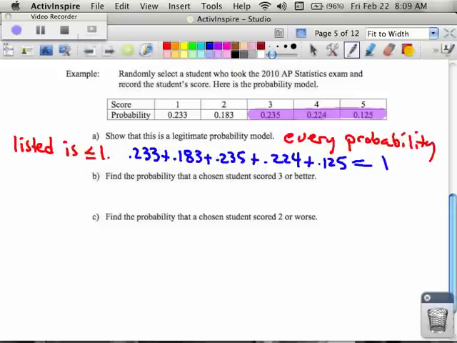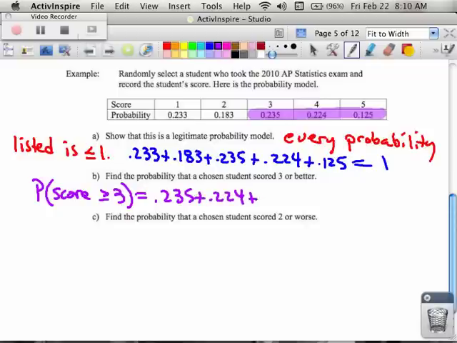Next, let's find the probability that a student chosen scored a 3 or better. So I would say something like, if I'm writing this out as a probability, the probability that the score is greater than or equal to 3. And I would just look at, oh wow, that's funny, I already highlighted that in purple. So 0.235 plus 0.224 plus 0.125, and whatever that total is, that's my likelihood. My sources say 0.584. So let me check my math on that.